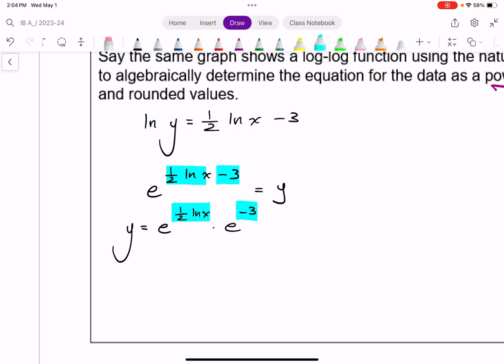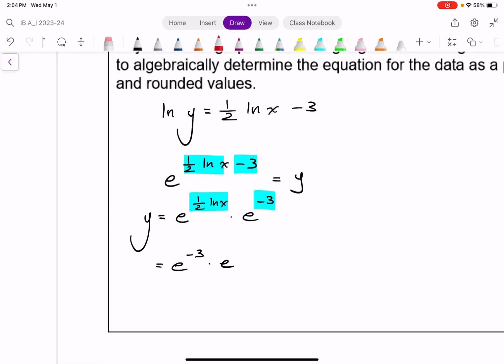If you look backwards, perhaps it gets more obvious. That e to the -3, we've seen that before. That's a constant. I'm going to write that first. e to the -3 times e. And this time, if I look at the 1/2 ln x, that 1/2 is a coefficient of a logarithm. Remember, any coefficient of a logarithm, we can use a logarithm law and rewrite it as a power of the input, the x in this case. So I can rewrite this as e to the power of the natural logarithm of x to the power of 1/2.